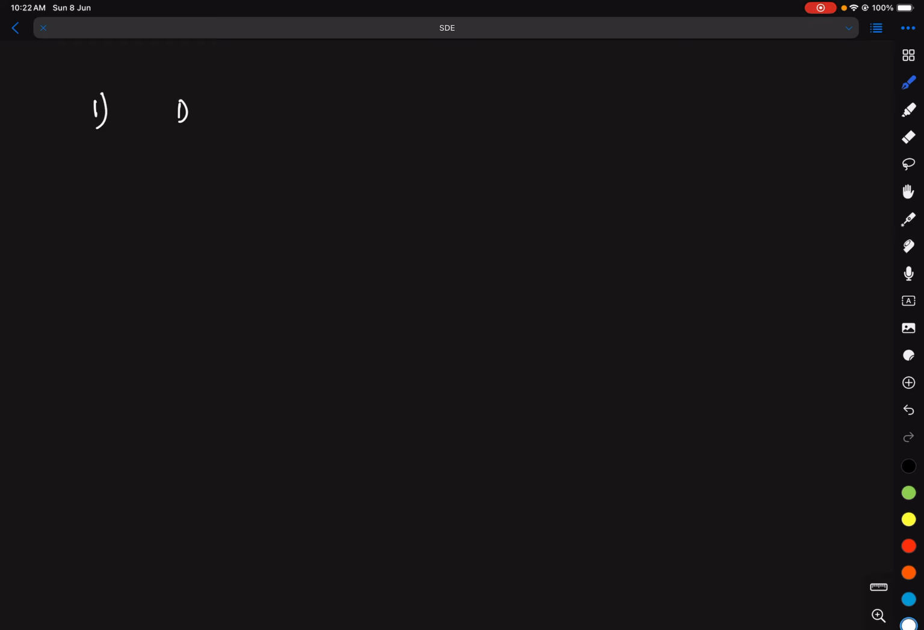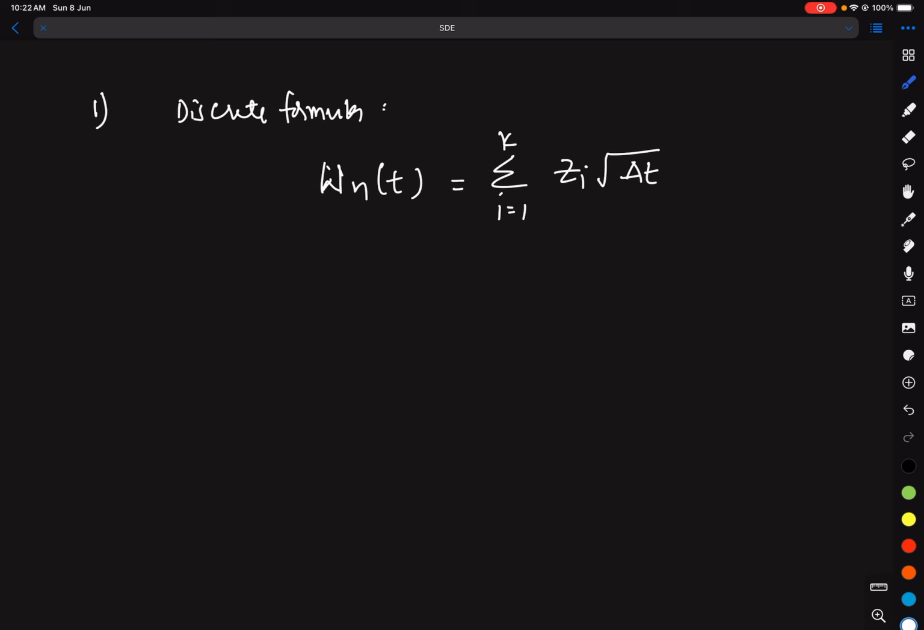This is the discrete formula, where Wn of t equals the summation of i from 1 to k of zi times the square root of delta t. And we all know Wn of t refers to the position at time t.